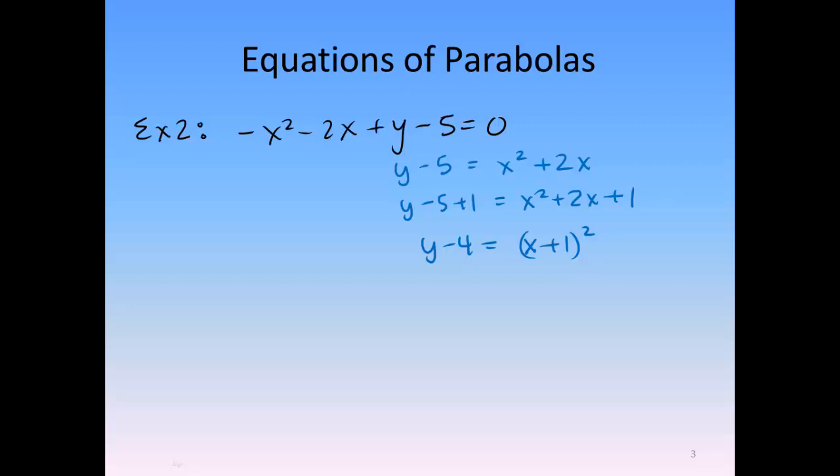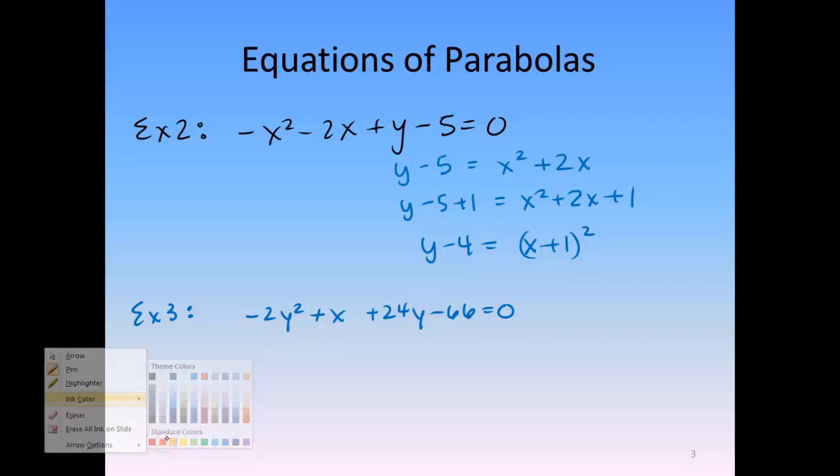Okay. Let's actually go ahead and try a third one so we can see what happens when we have a coefficient. So let's try number 3. I'll help you out with another one. Negative 2y squared plus x plus 24y minus 66 equals 0. That's on your paper. All right, so I kind of like the idea of leaving the linear term on this side, which in this case would be our x and our negative 66, and moving the squareds to the right-hand side. So let's do that. I'm going to change colors so you can see what my new stuff is.